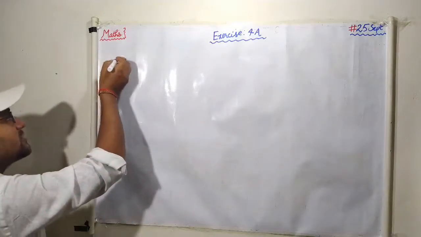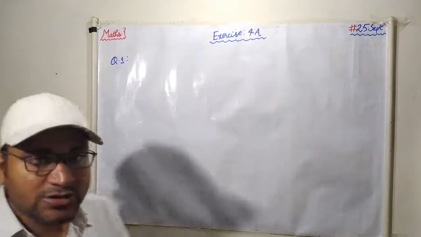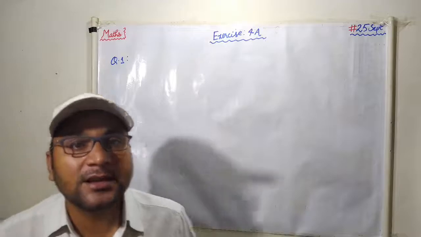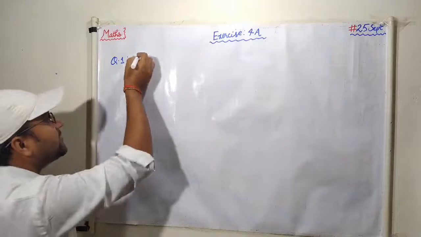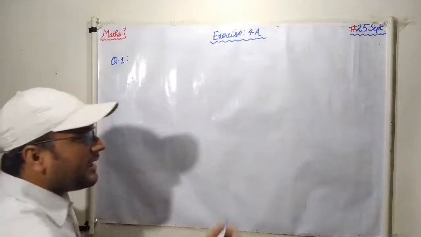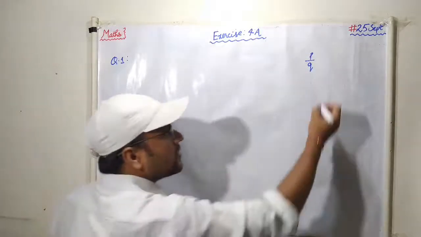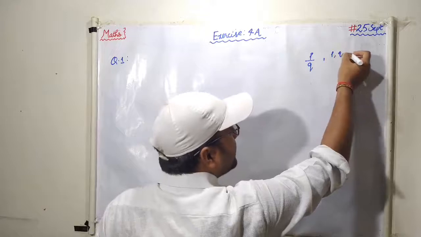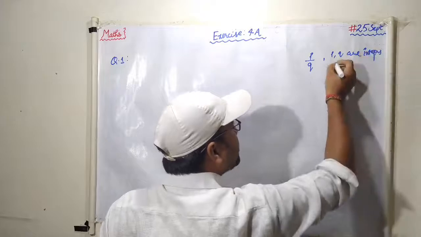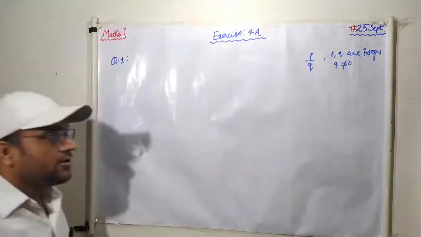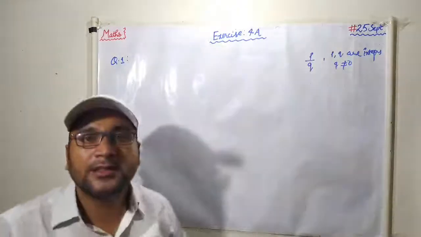In that, the first question is question number 1. Okay students, that question is identify the rational number. Very easy. You know that any number, if it is written in the form P upon Q, where P and Q both are integers and Q is not equal to 0, if you are getting this type of representation, then you will say that it is a rational number.